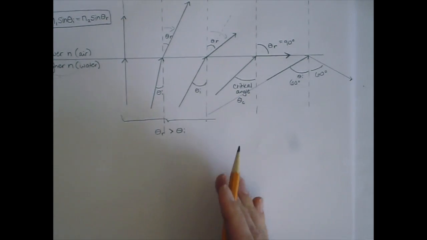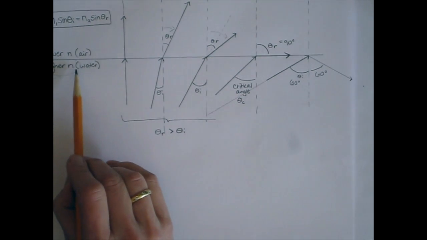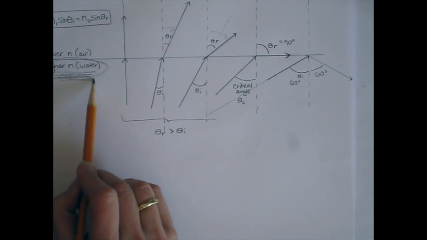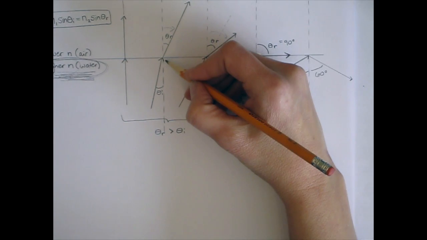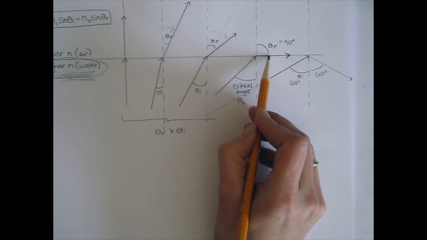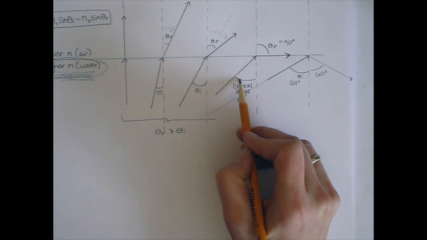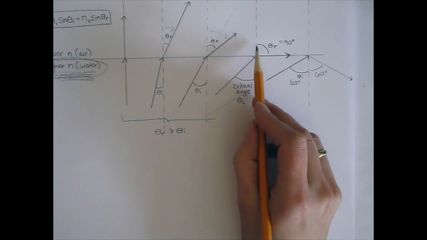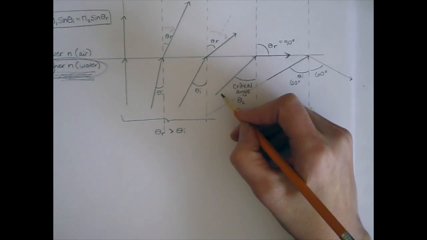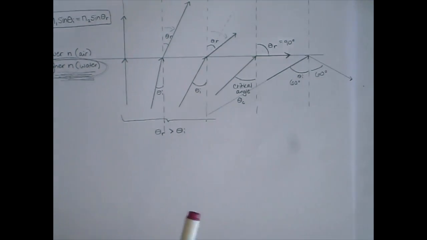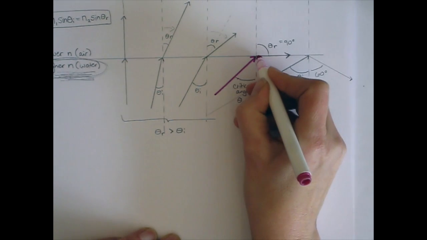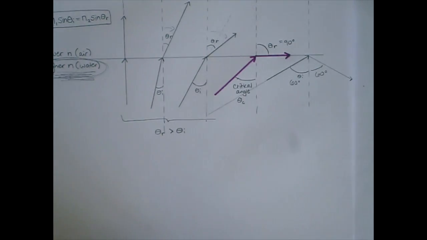Now this only occurs when the light ray is incident in the material with the higher index of refraction. The reason is that's the only time when the refracted ray is bending away from the normal and can become larger than the incident angle and can become as big as 90 degrees. So the idea is this critical angle is this very special incident angle that will cause a refracted angle of 90 degrees.